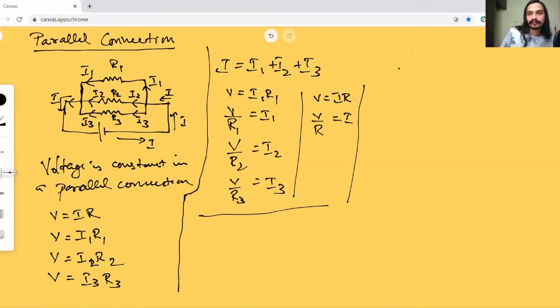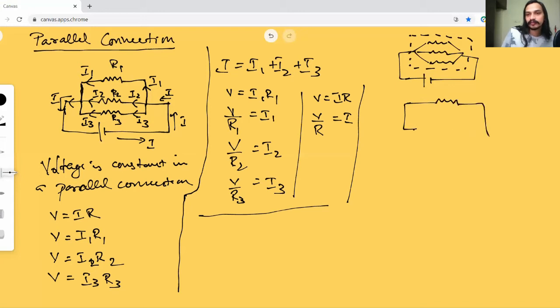So instead of having a connection that looks like this, wherein there are three resistors, I want to remove this part completely and just replace it with a single resistance that looks like that. This is what we call equivalent resistance, the same thing that we looked at yesterday. So this is R1, R2, R3. I'll call this R equivalent. So this over here, V by R, is nothing but V by R equivalent.